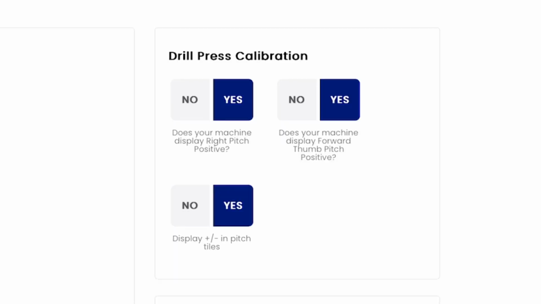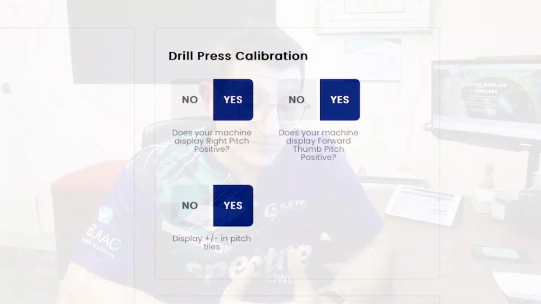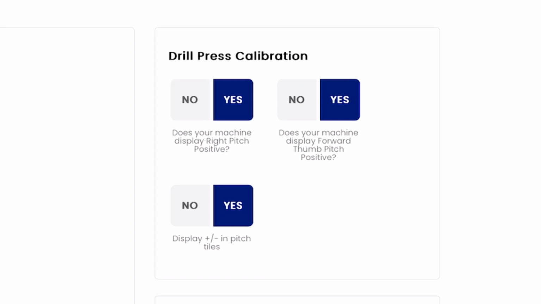It says, does your machine display right pitch positive? Okay, so go to your machine, move the table to the right, and I want you to tell me what your digital readout reads. Is it positive or negative? If it's positive, put yes. If it's negative, put no. That's going to be very important in the oval calculation process.